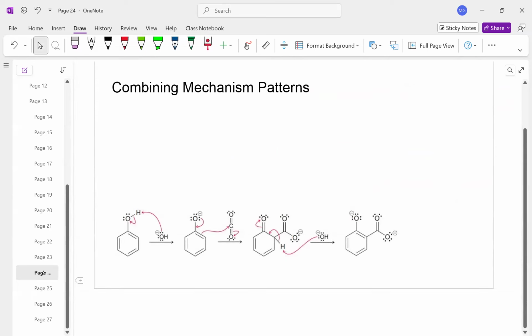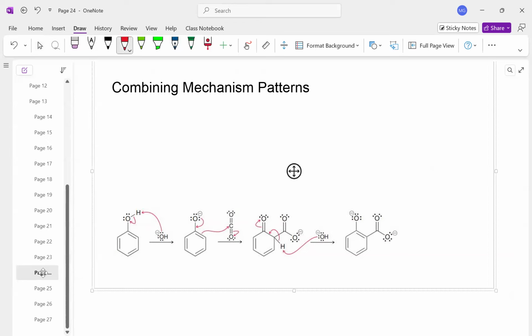All right, now finally, what we're going to look at is combining all of these mechanistic pathways together and being able to look at a reaction and try to come up with a plausible mechanism for what bonds are breaking and what bonds are forming. So we're going to be looking at mechanisms that have multiple steps in them. So take some time and copy this down. If you want to, you can fast forward a few seconds in the video and pause it.